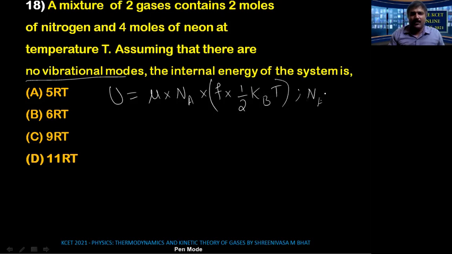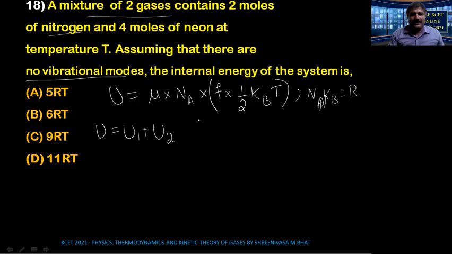Na into Kb equal to R, where Na is the Avogadro number and Kb is the Boltzmann constant. So the product becomes R. Now, the total internal energy: there are two gases, so the internal energy is the sum of the two internal energies. So U equal to U1 plus U2.